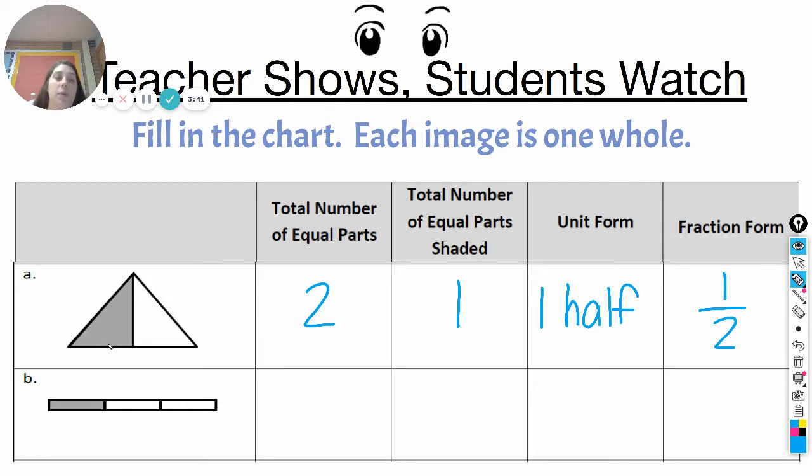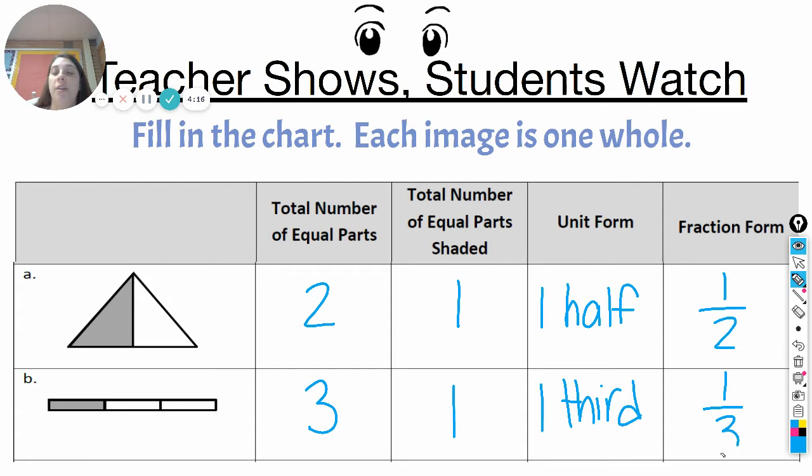Now let's take a look at B. We can see B has 1, 2, 3 equal pieces. One of those pieces is shaded. If you forgot, on the back of your fraction strips, you can see it says third. So this would be like 1 third. Okay, one of the pieces is shaded out of 3, 1 third. Fraction form, we say it the same way, but it looks different. 1/3.